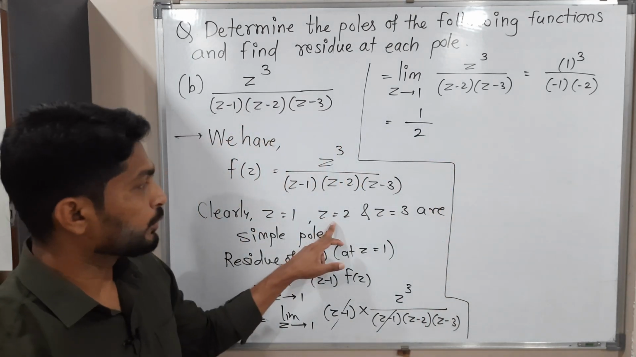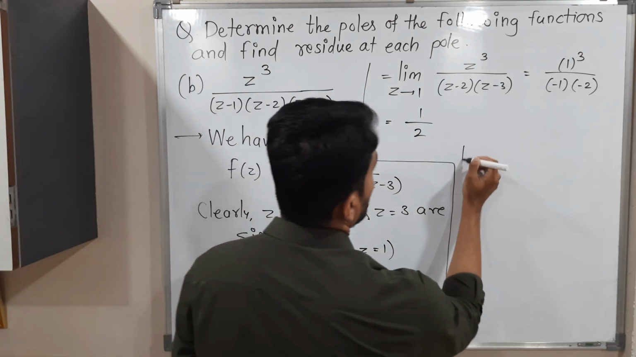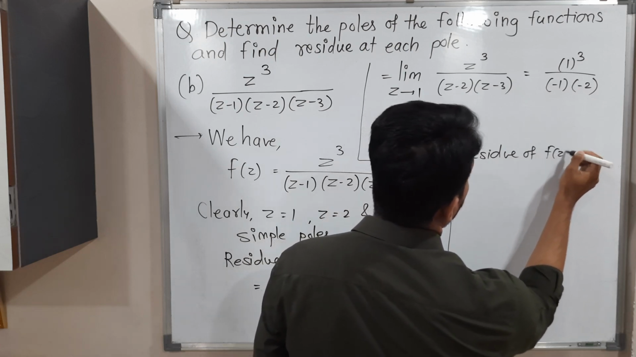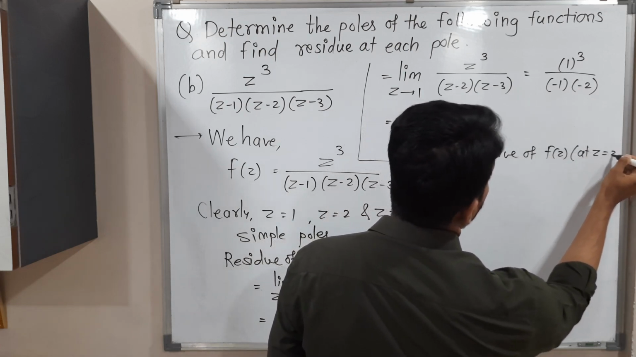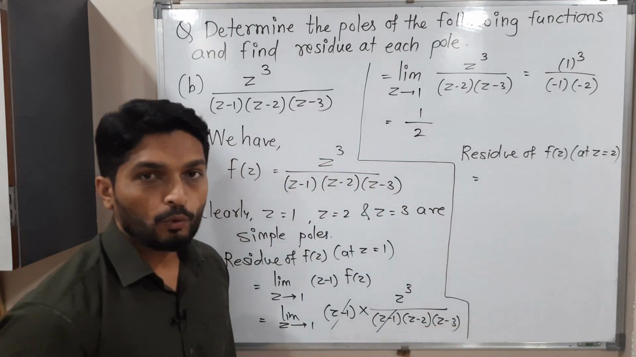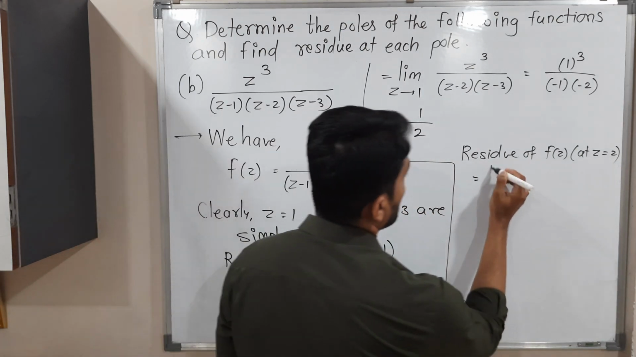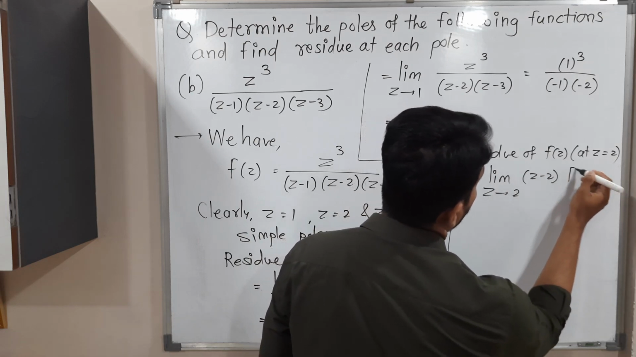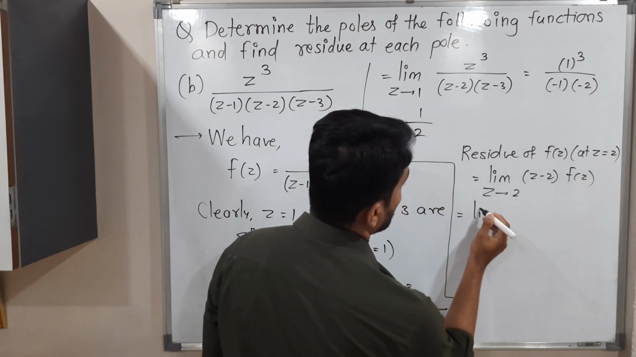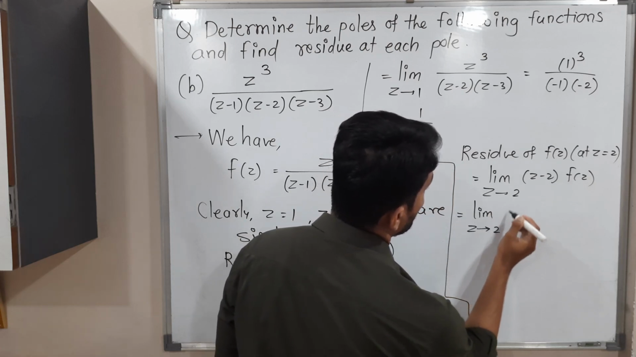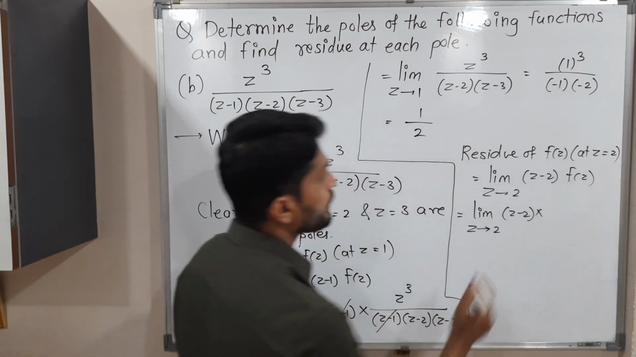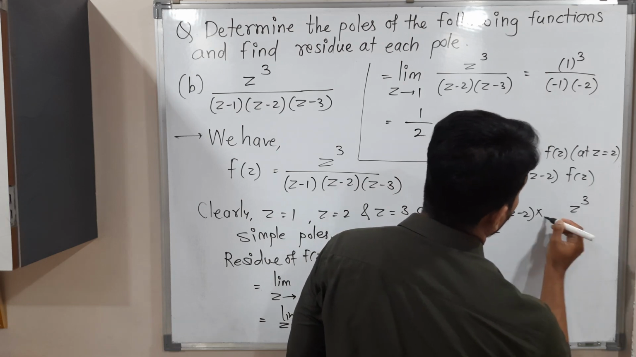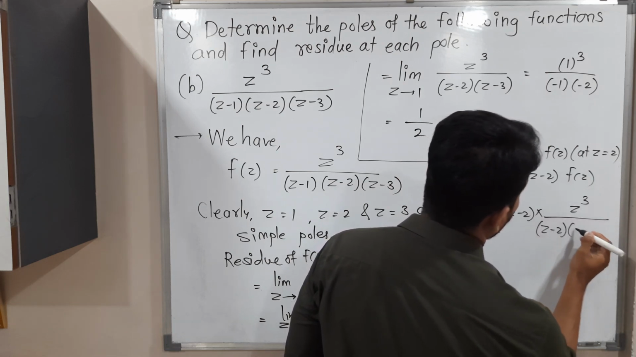Let us go for the next pole, z is equal to 2. Residue of f of z at z is equal to 2. It is again a simple pole, so that's why I should use the same formula. Limit z tends to 2, z minus 2, f of z. I should put the value of f of z. This value I am going to put. So tell me, what can we cancel?